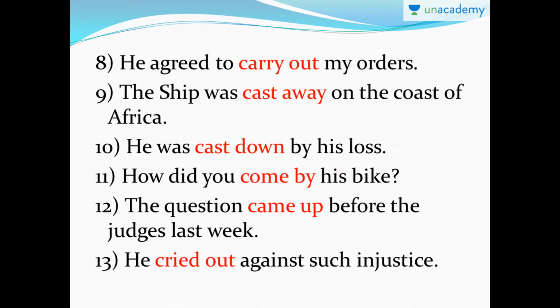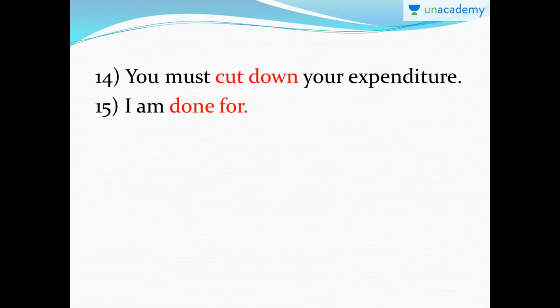Next one. He was cast down by his loss. Cast down means to be depressed. How did you come by his bike? Come by is to get or to find. The question came up before the judges last week. That means the question was raised or it was put forth for discussion. Next one. He cried out against such injustice. He protested against such injustice, or he expressed his non-acceptance, or he expressed his unhappiness. You must cut down your expenditure. That means you must reduce your expenditure. I am done for. That means I am ruined. I am under utter loss.